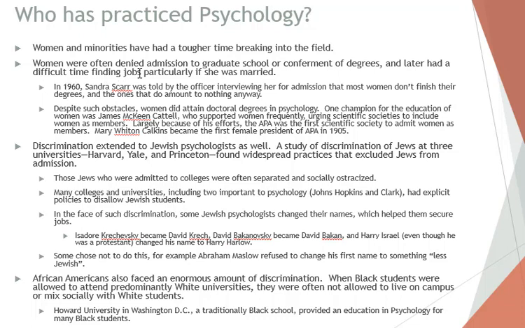Here are some examples over here. In 1960, Sandra Scarr was told by the officer interviewing her that most women don't finish the degrees, and the ones that do amount to nothing anyway. And then, of course, you have other cases in which women and minorities have overcome the discrimination. But of course, it does remain a historical fact in this field and in many others that women and minorities have had a much more difficult time establishing themselves in the field and contributing to it.